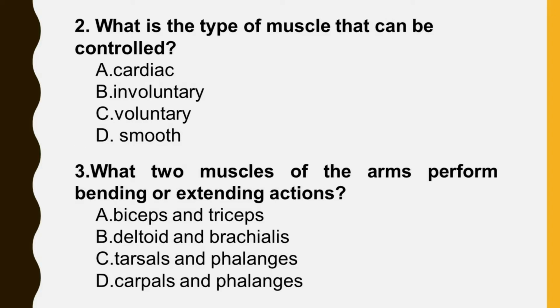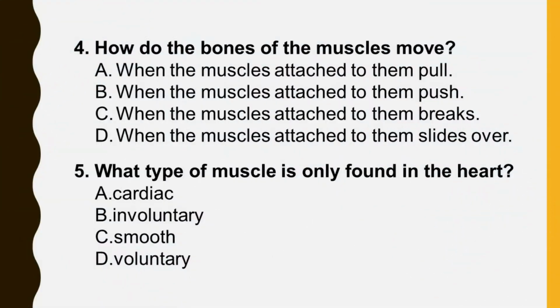Number 3. What two muscles of the arms perform bending or extending actions? A. Biceps and triceps. B. Deltoid and brachialis. C. Tarsals and phalanges. D. Carpals and phalanges. Number 4. How do the bones of the muscles move? A. When the muscles attached to them pull. B. When the muscles attached to them push. C. When the muscles attached to them breaks. D. When the muscles attached to them slides over.